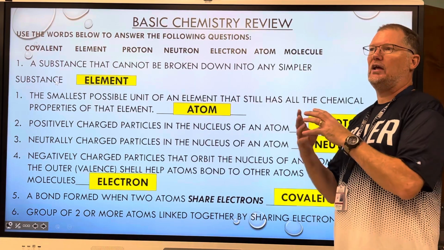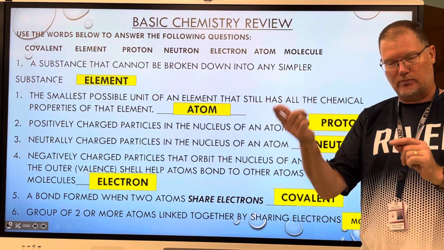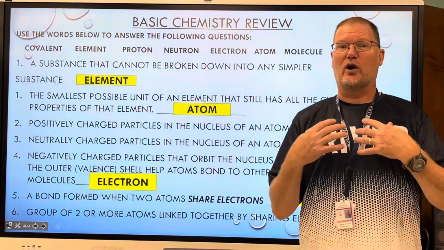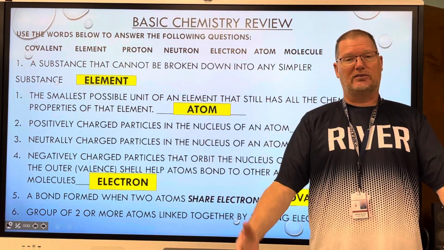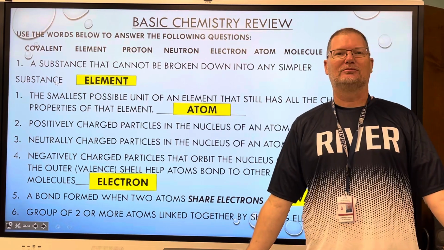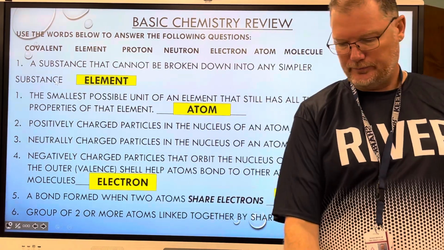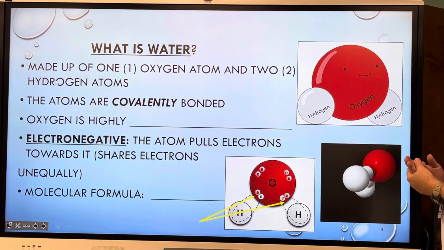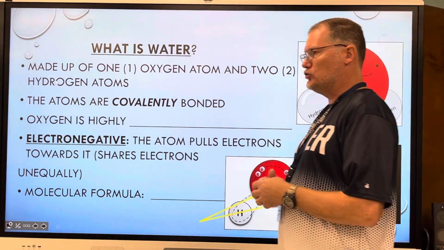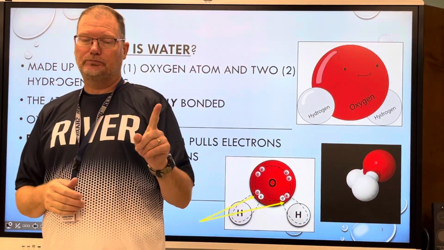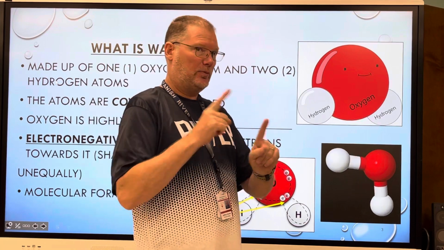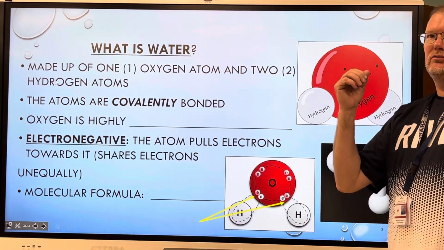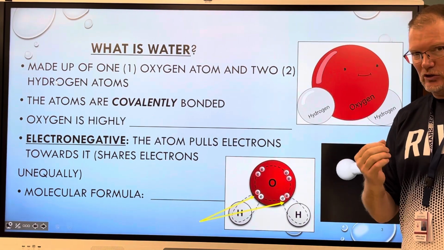So we need to remember some background knowledge so that we can understand the properties of water, because water, as far as we know, is the basis of life. And what's this class about? The study of life. All right, so what is water? It's made up of one oxygen atom and two hydrogen atoms. No joke, I have students flipping those around. H2O. It's not two oxygens, it's two H's, okay?